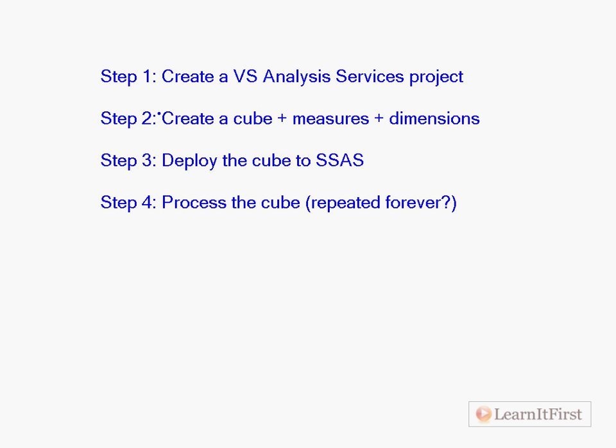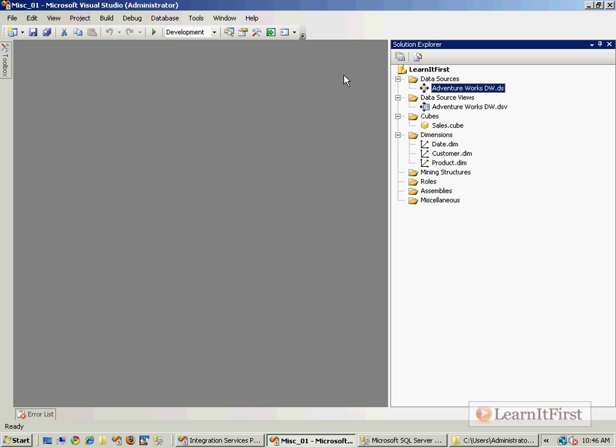So I've already done step one, so we can check that one off the list. I've already done step number two, and I've given those to you in this MIS 01 folder. So just by opening up the solution file, that's the .SLN file, that has completed steps one and two. So what we actually have to do then is steps three and four. It's actually fairly simple.